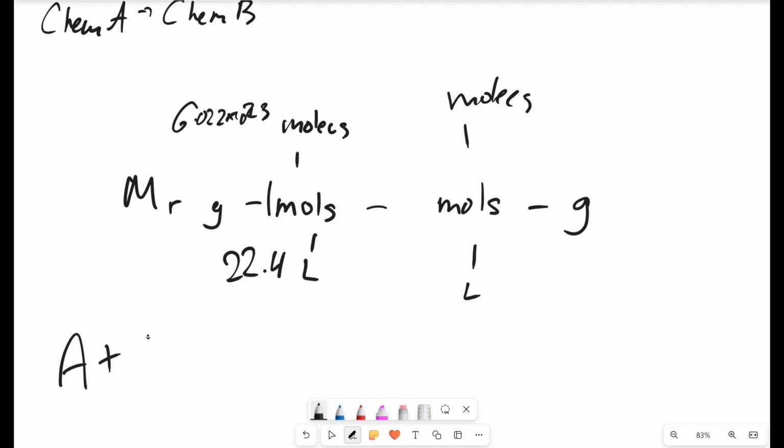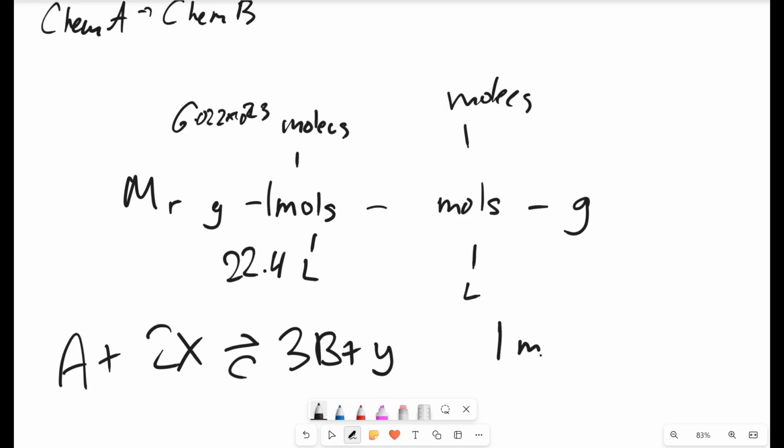So say we have A plus 2x becomes 3b plus y. These are just random base chemicals, of course. Then we would know that 1 mole of chemical A makes 3 moles of chemical B, or that it takes 3 moles of chemical B to make 1 mole of chemical A. Right? So this is super intuitive. This makes sense.